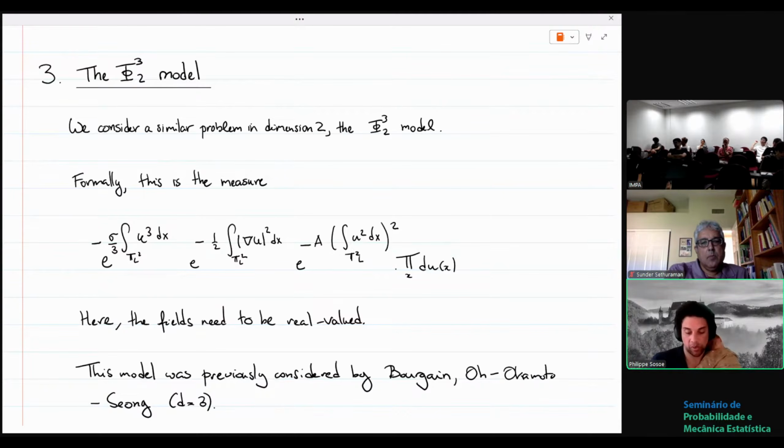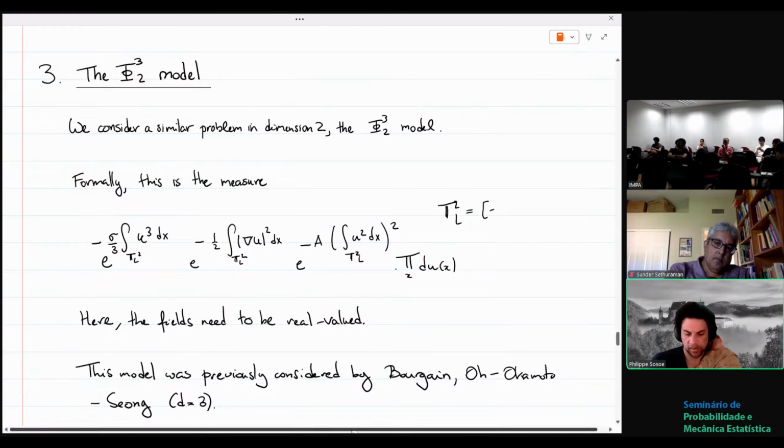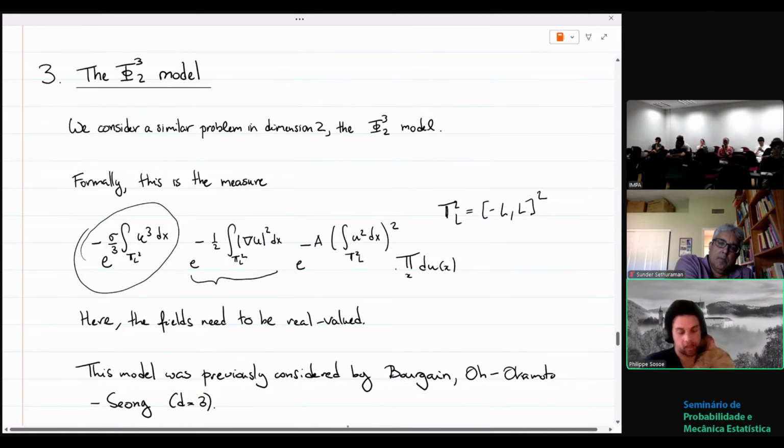Here, instead of a circle, we want to look on a torus, T2L, so the 2-dimensional torus from minus L over 2 to L over 2, squared. And we want to look at this measure here. So what are the features of this measure? It has a base measure, which is the Gaussian free field. Then it has this cubic term instead of, for example, a term u to the p. The difference with what we saw before is that we're going to ask that the field be real valued. If you take the field to be complex valued, then you cannot take the cubic power, because then you're looking at exponentials of i times the field, and this we don't know how to deal with.